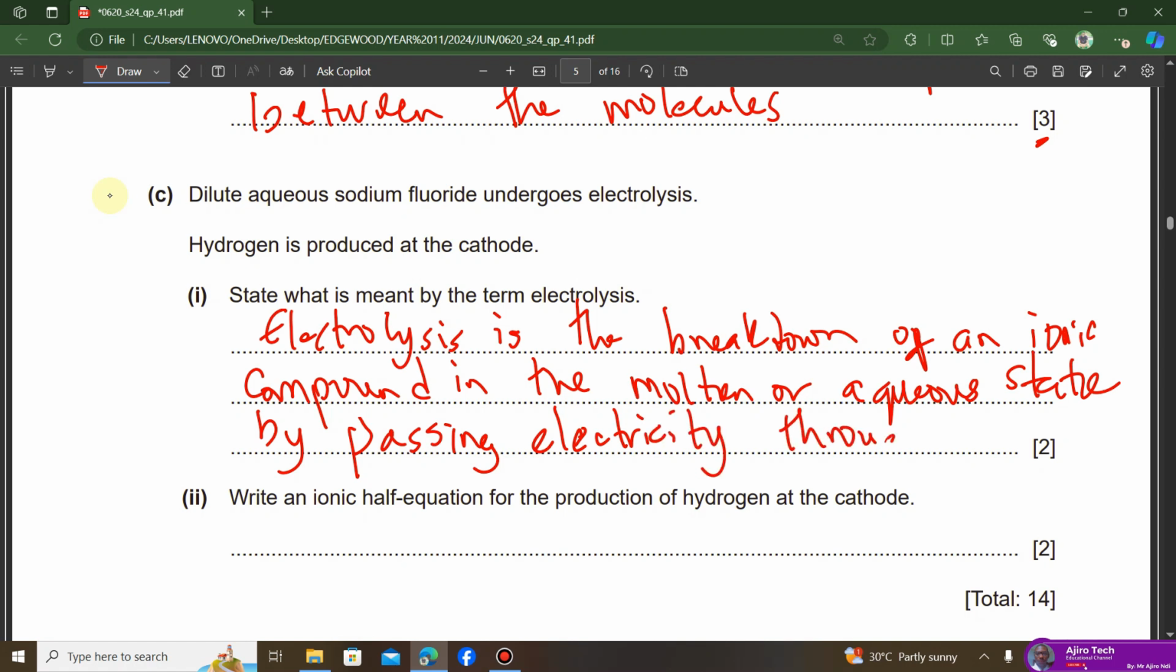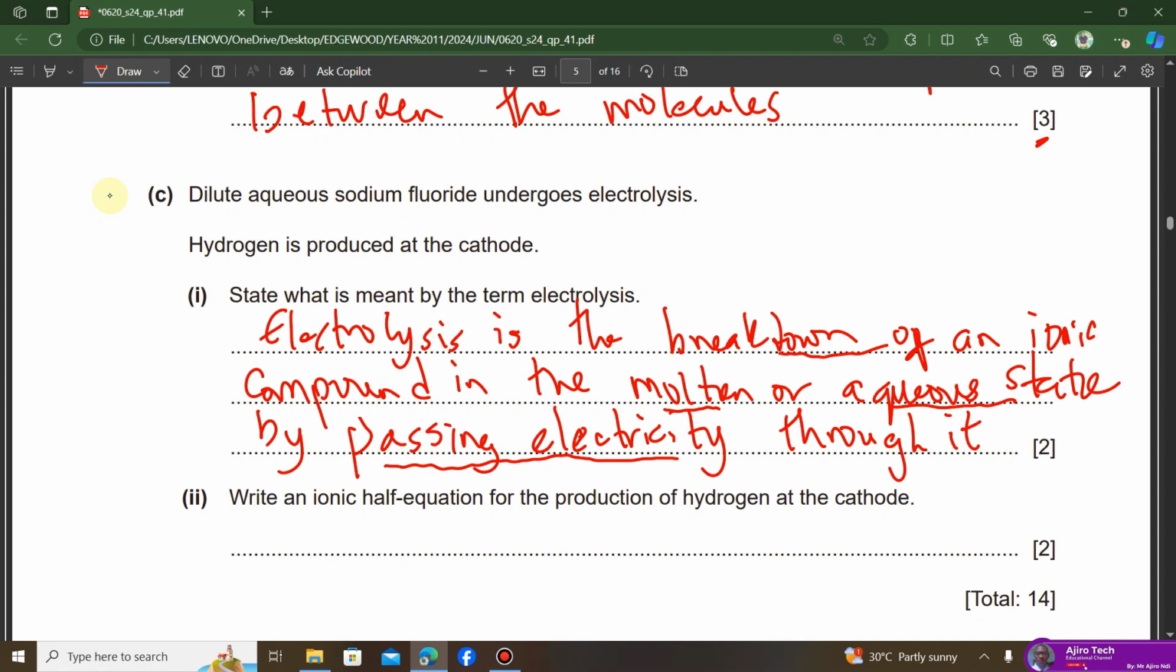Okay, so when you're defining electrolysis or you're explaining the term electrolysis, you have to mention that it is the breakdown of not just any kind of compound. It has to be an ionic compound. And that ionic compound needs to be in the molten or the aqueous state by simply passing electricity through it. So there are basic things you need to mention. First is the breakdown of an ionic compound. You also have to mention that it has to be in the molten or aqueous state. And you also have to mention that this is done by passing electricity through that compound.